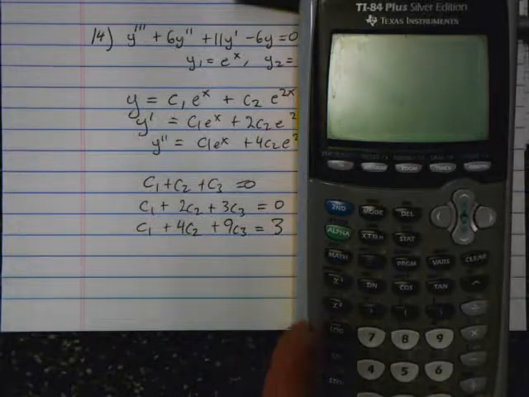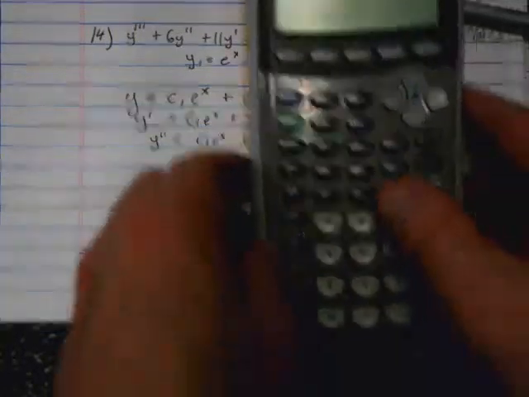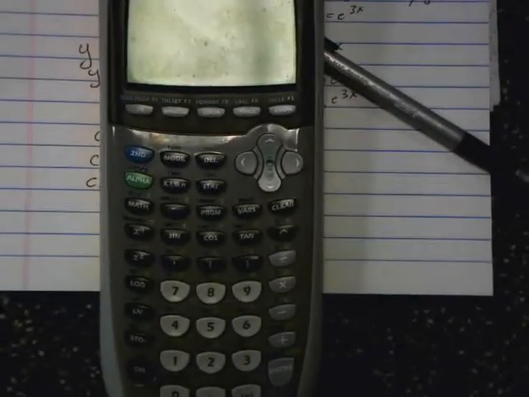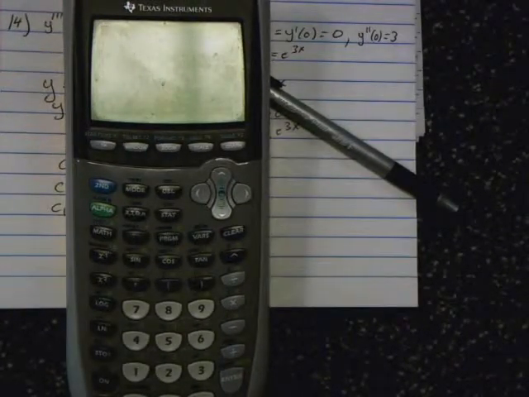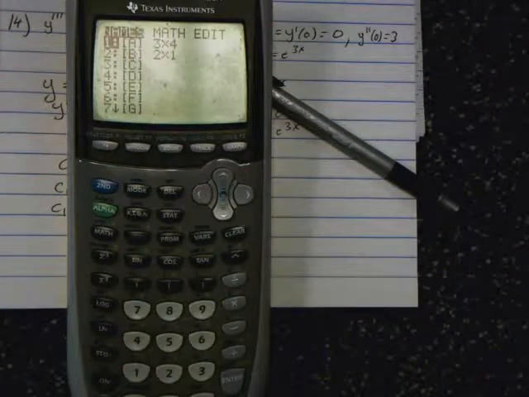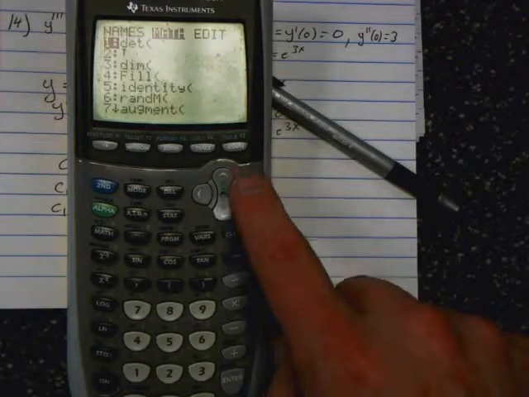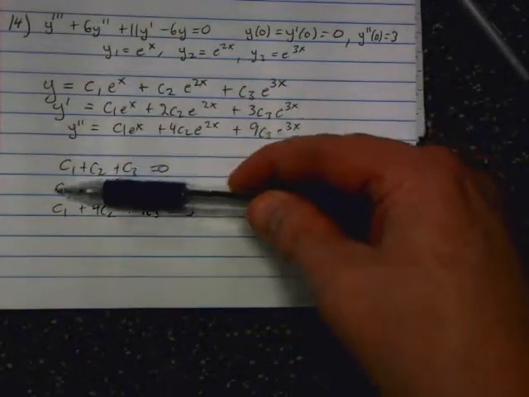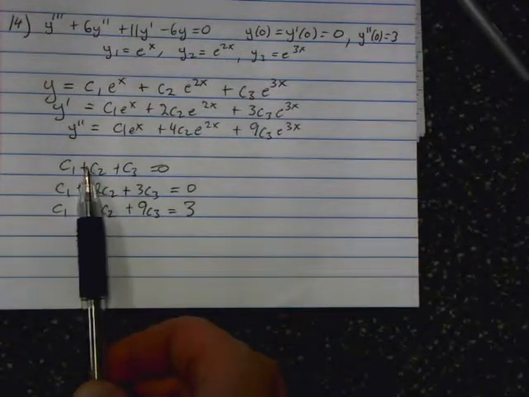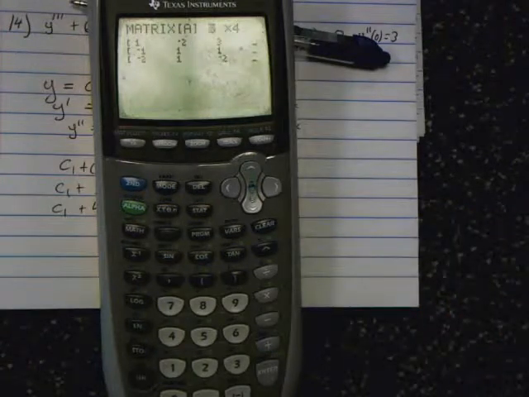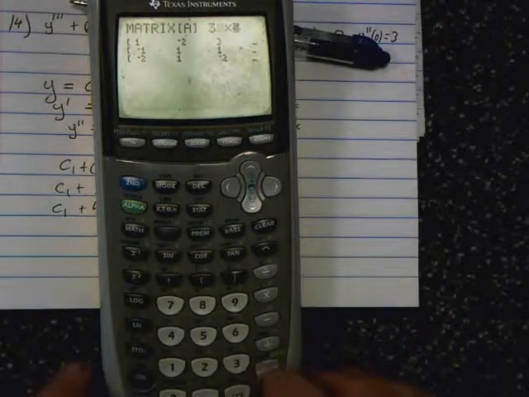Second, matrix. And matrix is over here. Can't see that very well, can you? Well, you can't see it very well, but you have to trust me. Matrix is over here on the same button as x inverse. So I go second matrix, I go over to edit, I hit enter. I need my matrix to have 3 things down, but 4 things across, because I have the numbers 1, 1, 1, and 0. So you need to set it up so that your matrix is 3 by 4. Mine is already 3 by 4. If yours isn't, just type in 3, enter, 4, enter.